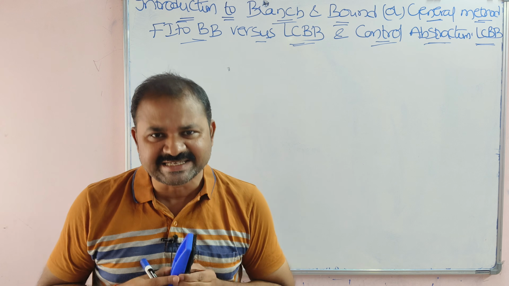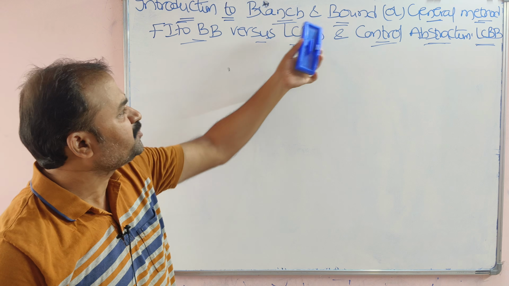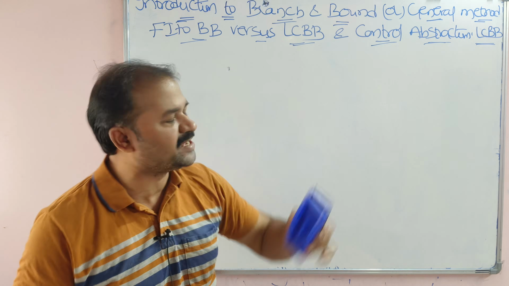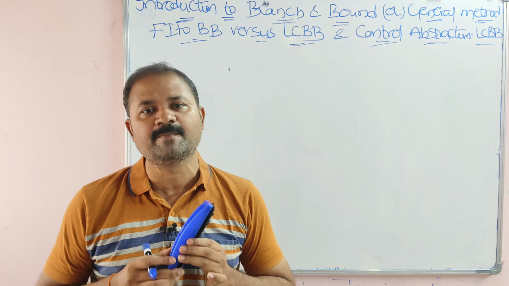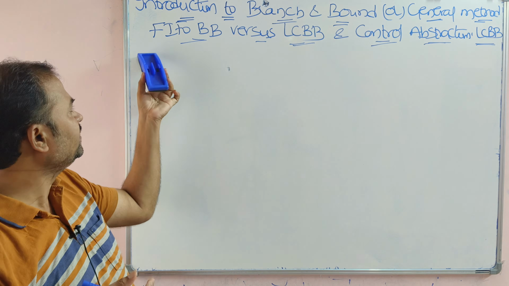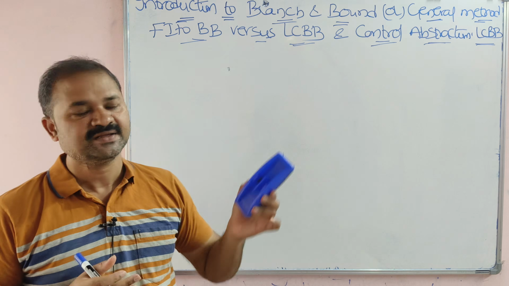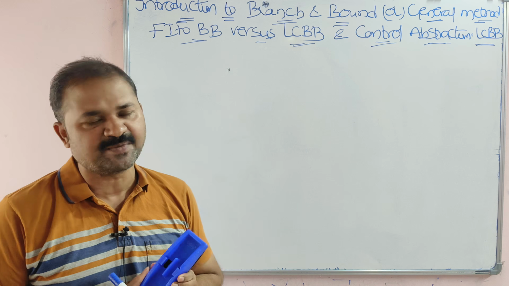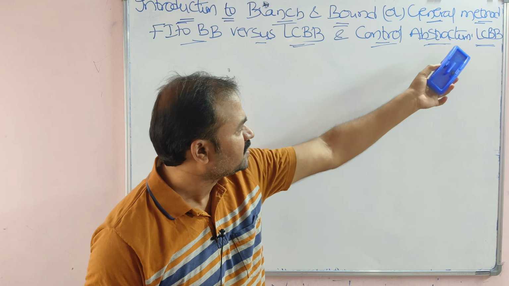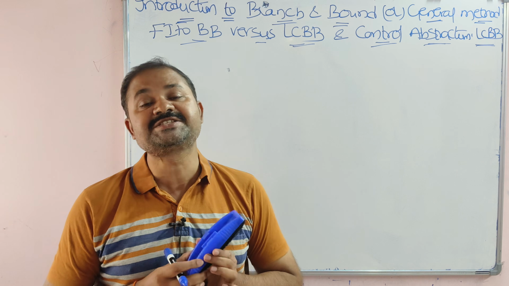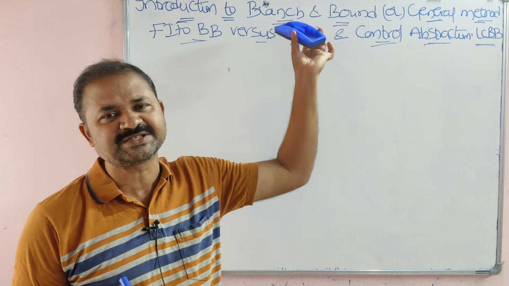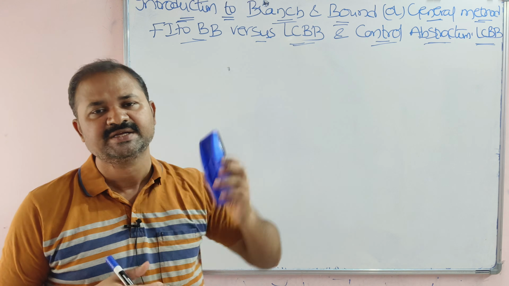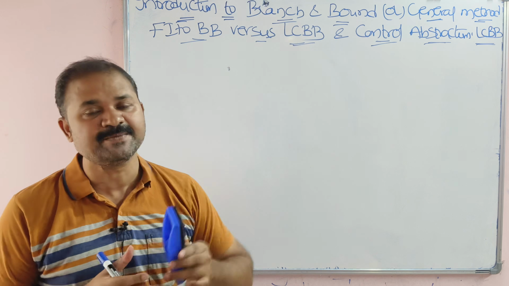Now let us discuss the introduction to branch and bound, which can also be called the general method for branch and bound, and then the differences between FIFO branch and bound and least cost branch and bound, as well as the control abstraction for least cost branch and bound. So let us discuss all these concepts in this video. First, let us see the introduction or general method for the branch and bound.